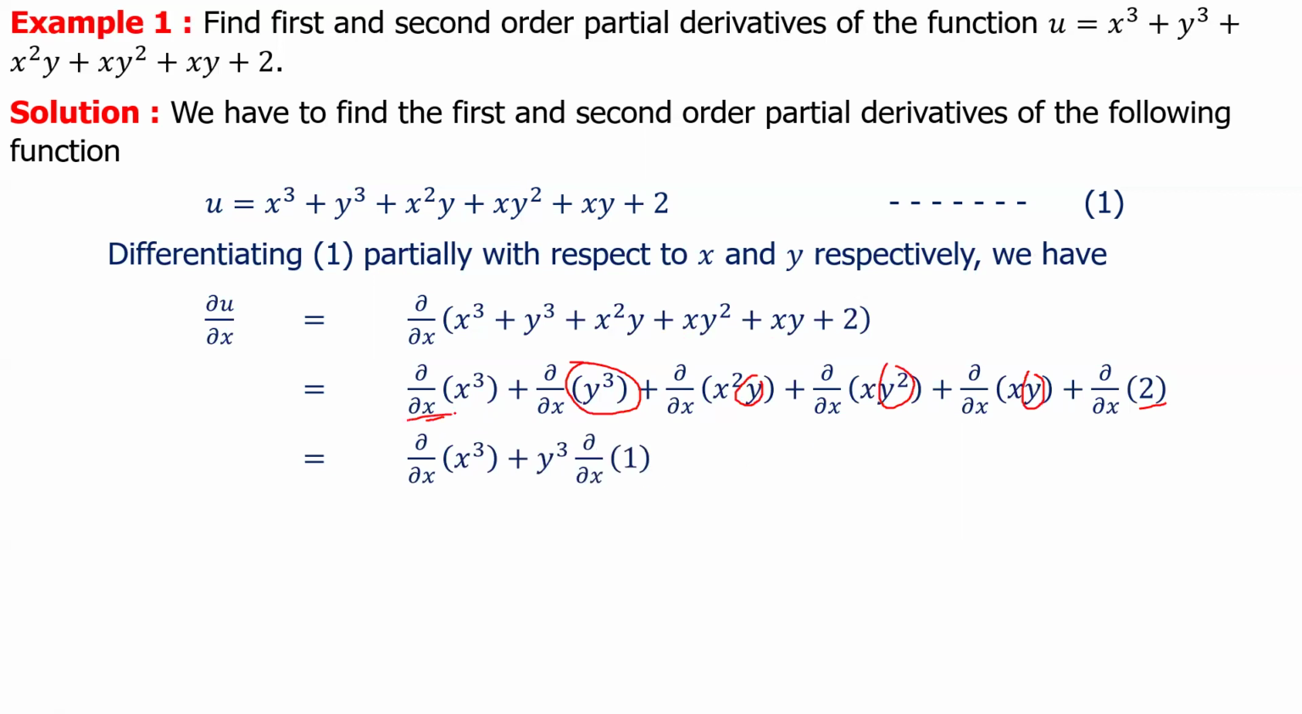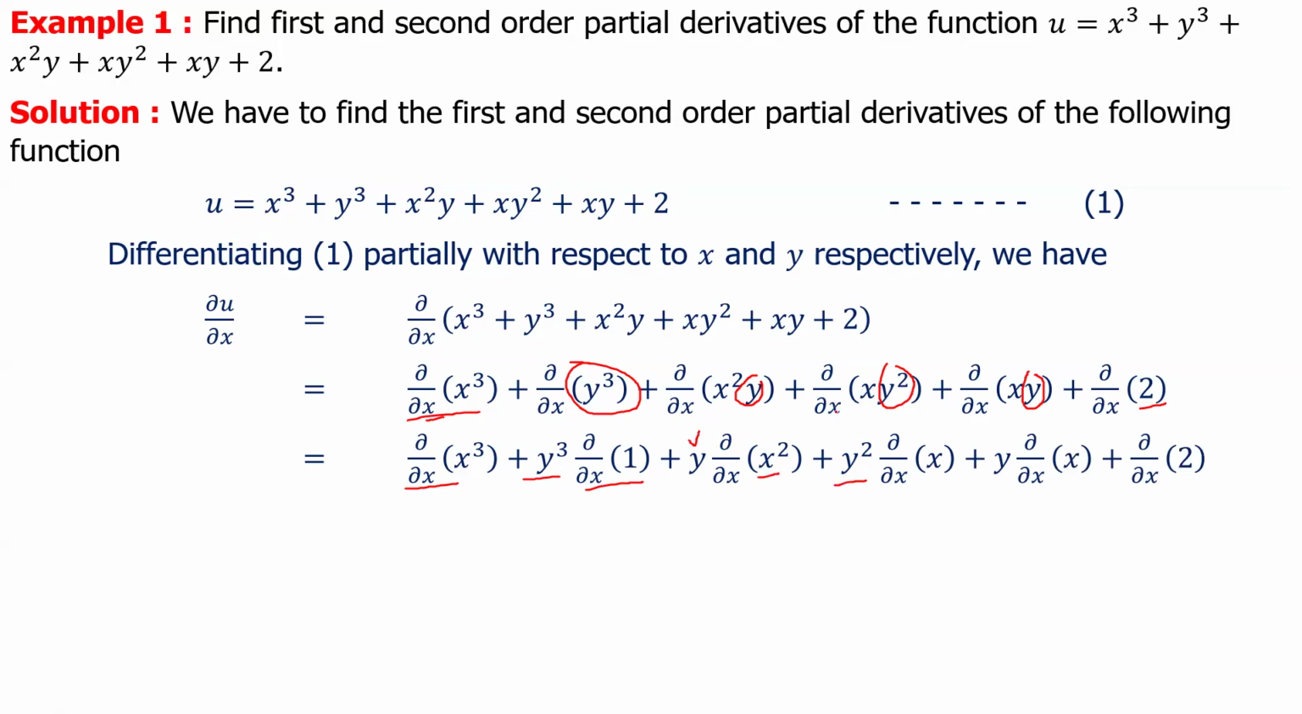We can write this as it is. We have taken y cube outside, so partial derivative of 1 with respect to x. Here we have taken y outside, partial derivative of x square. Here we have taken y square outside, so partial derivative of x is remaining. And if we take y outside, it is the partial derivative of x. And we have written this as it is, partial derivative of 2 with respect to x.